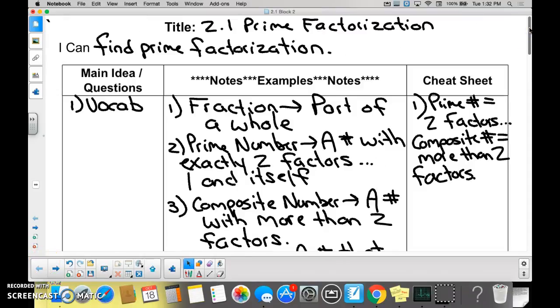2.1 prime factorization. I can find prime factorization. Thank you, Cody. Nice job.